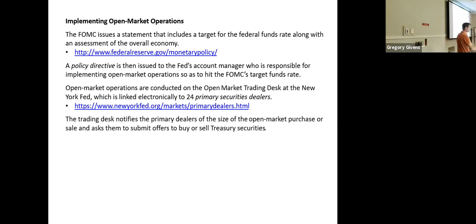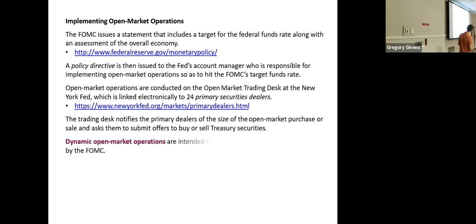At the beginning of every day, if the Fed needs to carry out an open market operation, it notifies electronically all 24 of these primary dealers about the size of the open market purchase or sale that it wishes to carry out, okay? And it asks these primary dealers to submit bids. All of this happens, by the way, pretty quickly at about 9:30 in the morning Eastern time. The primary dealers have just a few minutes to submit their bids to buy or sell.